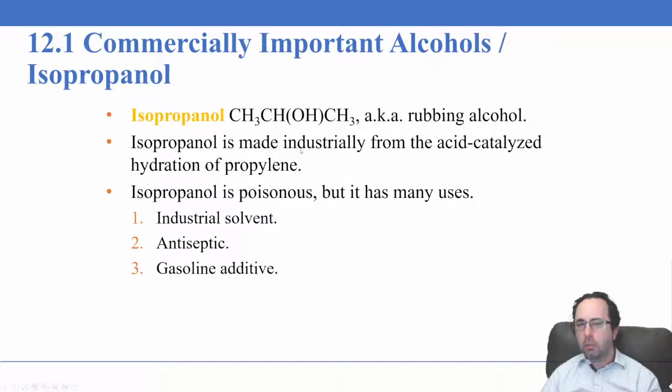Isopropyl alcohol, isopropanol, or rubbing alcohol is very commonly used as a solvent to clean things off. It's got this kind of middle-ish polarity. It's quite polar because of the OH bond, but it still has three carbons, which makes it a little less polar than some other things. So it's a good all-purpose solvent. It's also an antiseptic, and it's added to gasoline as well. Our gasolines usually have at least 10 to 15% of alcohols of some kind, mostly ethanol.